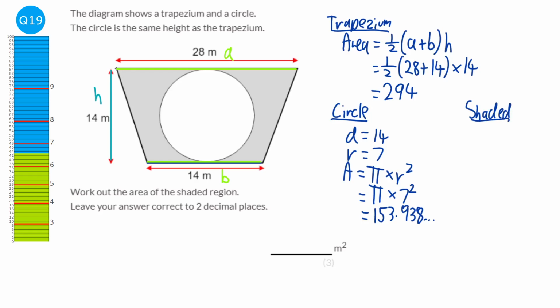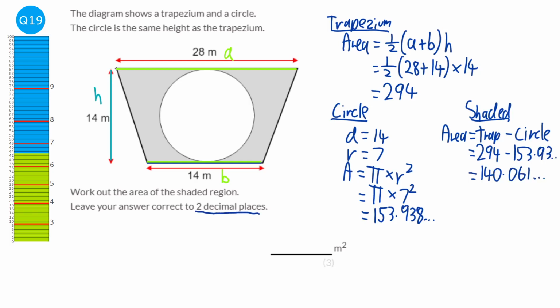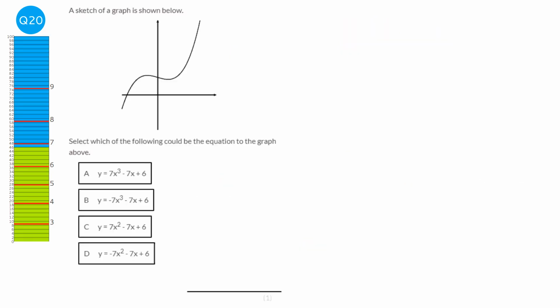and it says we want to work out the area of the shaded region. So the area will be the total area, which will be the trapezium, take away the area that we don't want, which is this bit here, which will be the circle. So the trapezium's 294, the circle's 153.93 and so on, and when you do that you get 140.061 and so on. It says it wants it to 2 decimal places, so it would be 140.06.